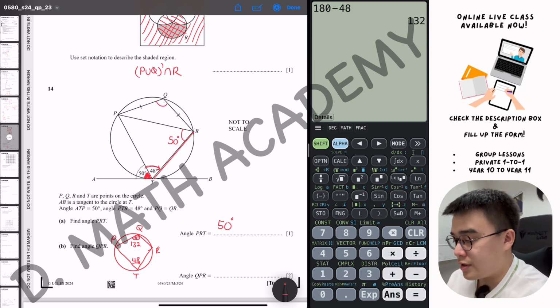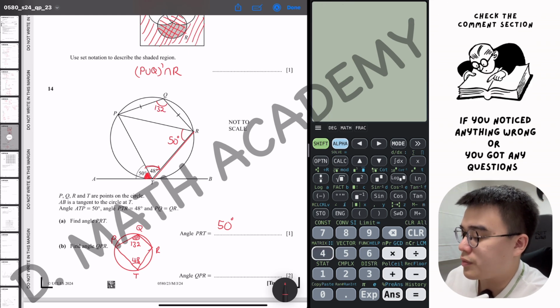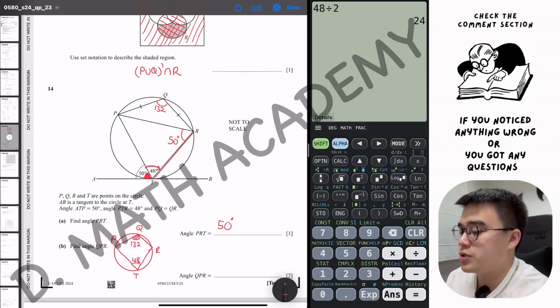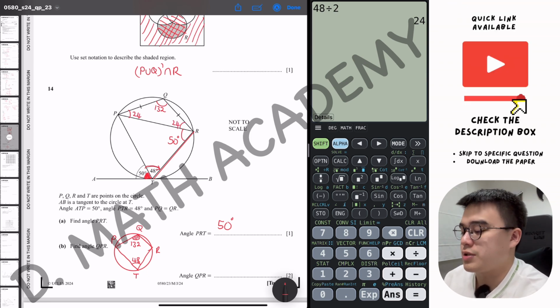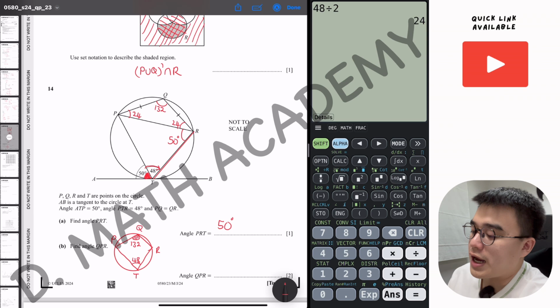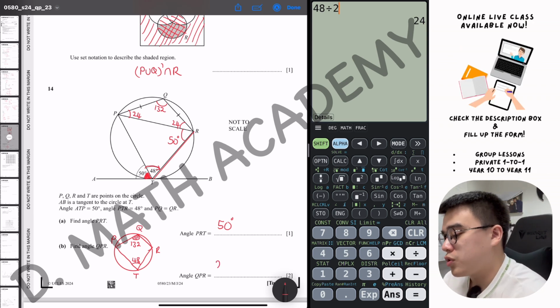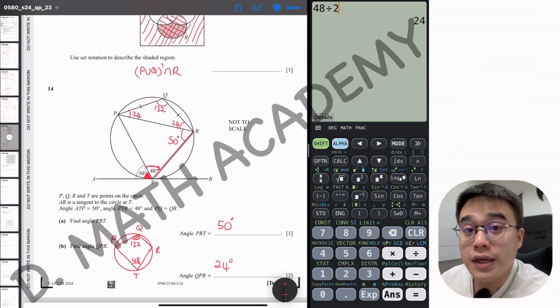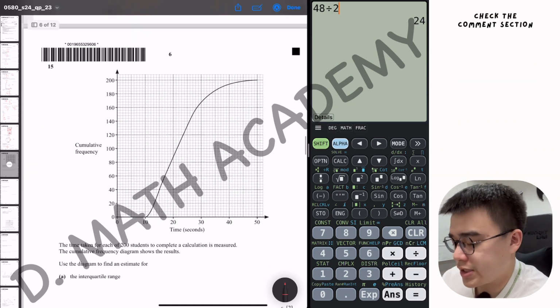And then from here, I'm going to fill it in, making it an isosceles triangle, which means 48 will be divided by 2, and 24 on each side. So this is how you find the answer quickly. And QPR is actually worth 24 degrees. So slightly complex, not too hard to be honest.